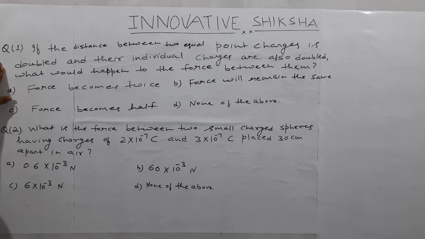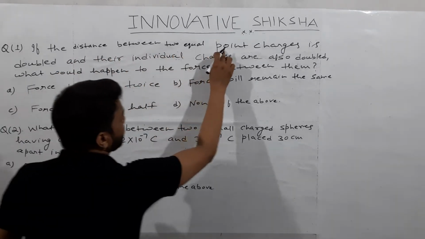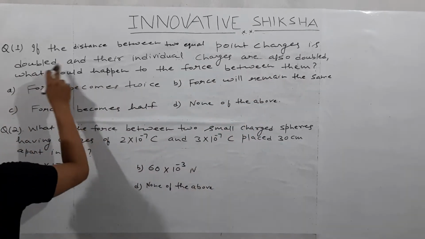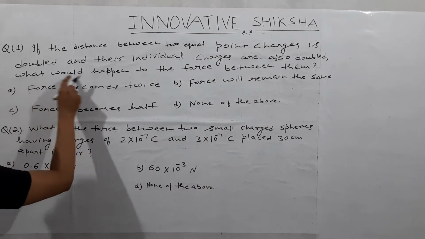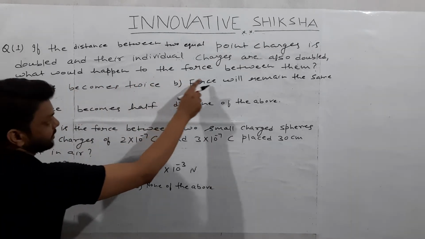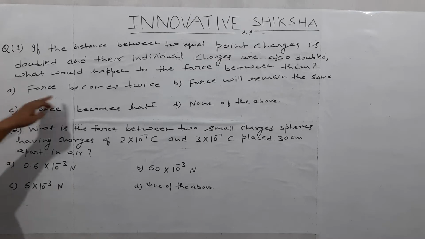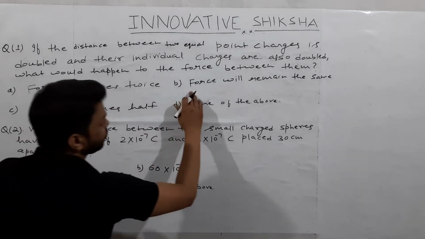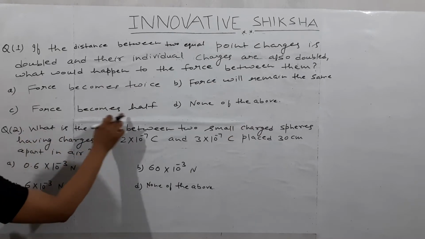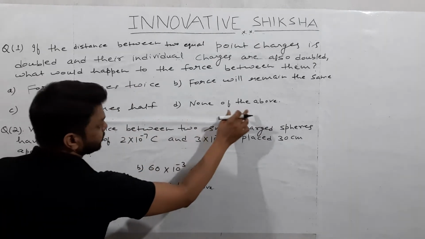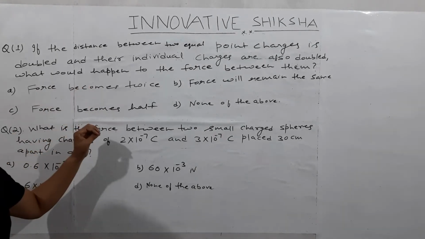The first MCQ says: if the distance between two equal point charges is doubled and their individual charges are also doubled, what would happen to the force between them? You have four options. Option A, force becomes twice. Option B, force will remain the same. Option C, force becomes half. And option D, none of the above. Out of these four options, you have to choose the correct one, right?